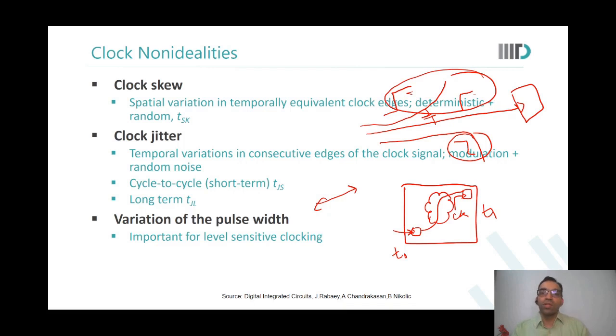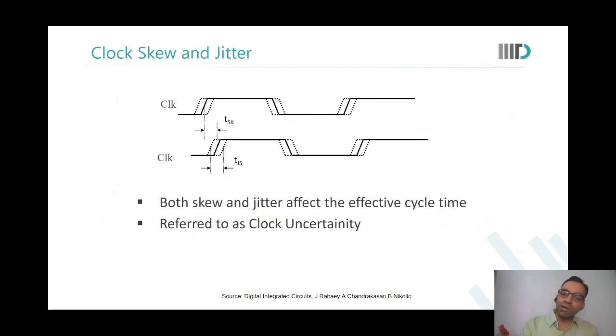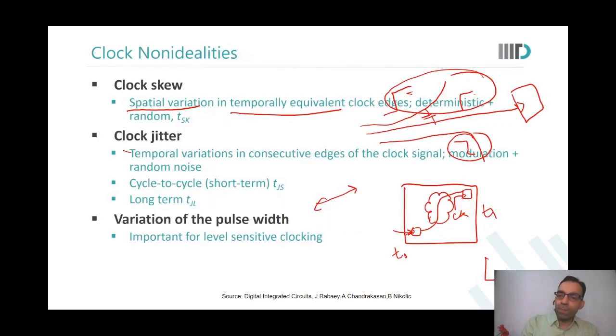Temporal variations. So spatial variation is skew for temporally equivalent edges. It was the same rising edge of the clock that we were considering. Whereas clock jitter is about the same flop receiving the clock over multiple cycles. So same flop, same clock, but that clock actually getting impacted differently over different cycles. That is clock jitter.